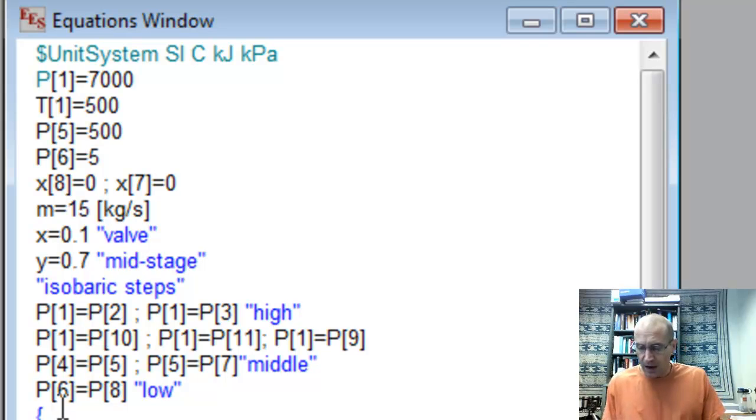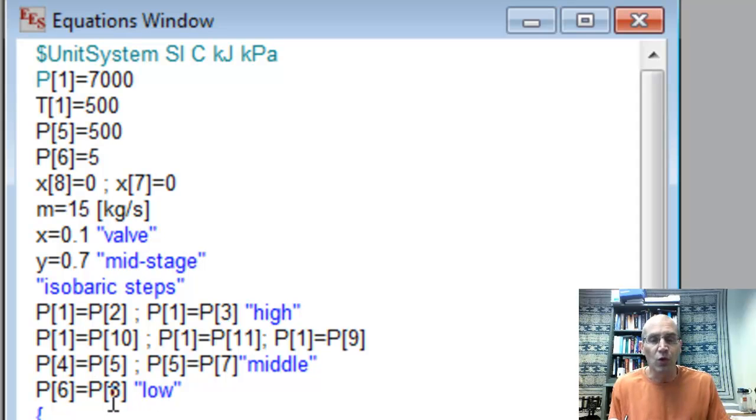A couple other things we know, because there are those 3 isobars, so we can just go ahead and specify those pressures. The high pressure was 1, 2, and 3. In fact, those were all the same point, if you remember. So those pressures are all the same. Again, I've written them on the same line with this semicolon just to conserve space.